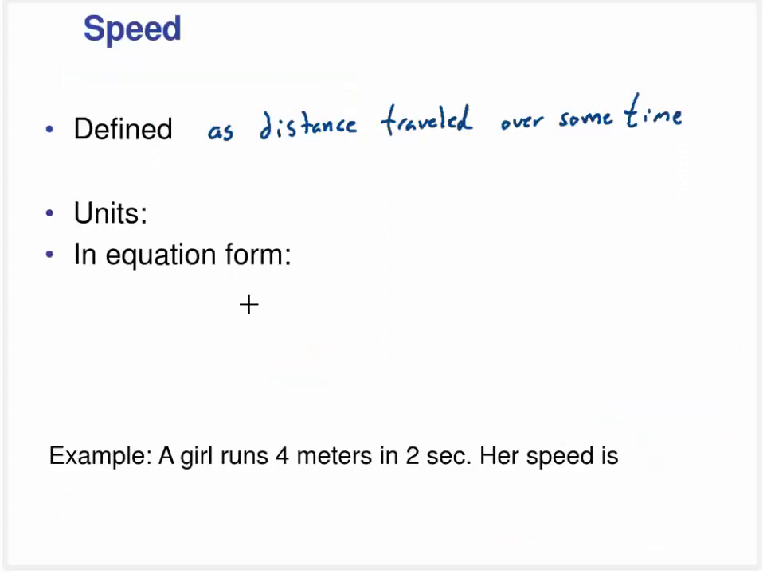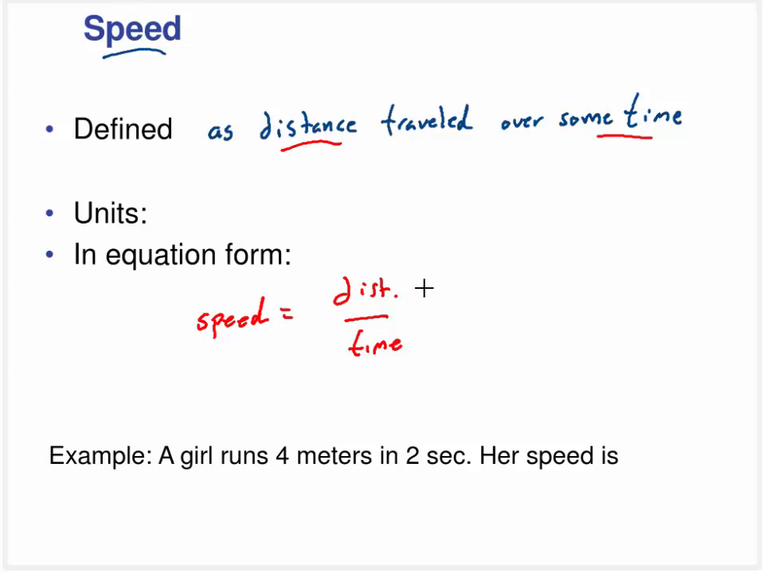Now, when we talk about motion, what comes first to mind would be, well, speed. How fast is this motion occurring? The basic definition of speed is going to be the distance traveled over some time. In equation form, we would say that speed is equal to distance divided by time. Let's take a look at the units here.